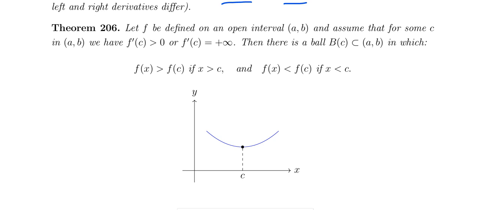So let f be defined on the open interval a comma b. Assume that for some c in the open interval a comma b, f dash of c is greater than 0 or f dash of c equal to plus infinity. Then there is a ball B of c which is a subset of a comma b, in which f of x is greater than f of c if x is greater than c, and f of x is less than f of c if x is less than c.